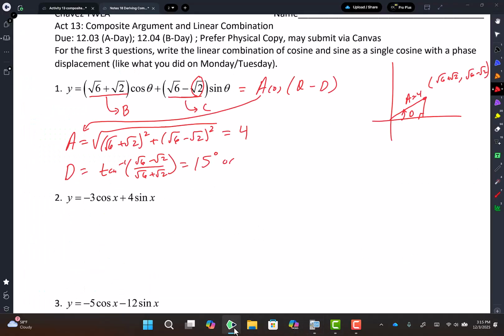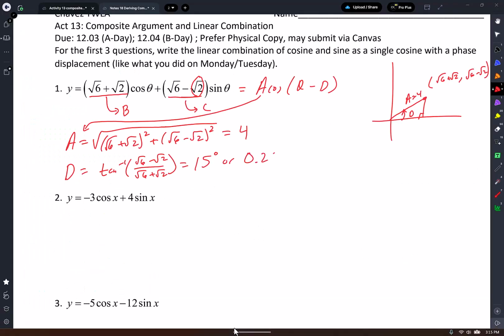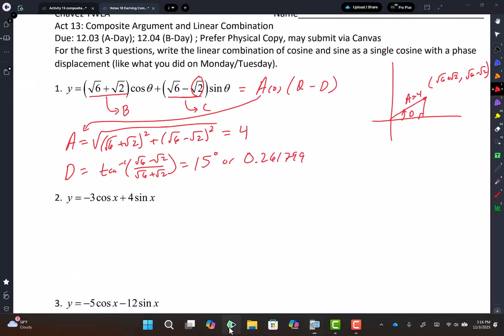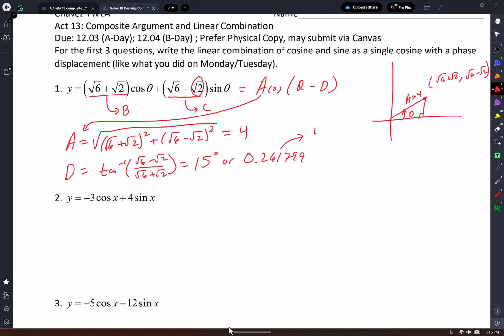0.261799. I think that's pi over 12. Pi over 12. Yep. Don't worry, you'll understand half angles pretty soon, and you'll be able to get that without having to round. But there it is.